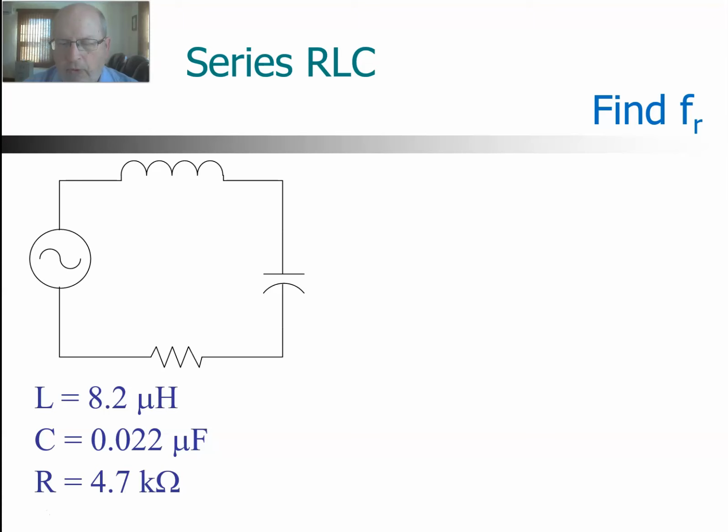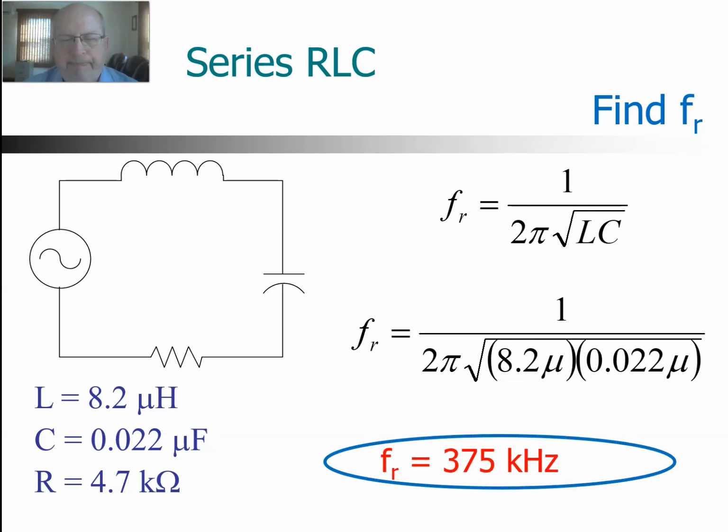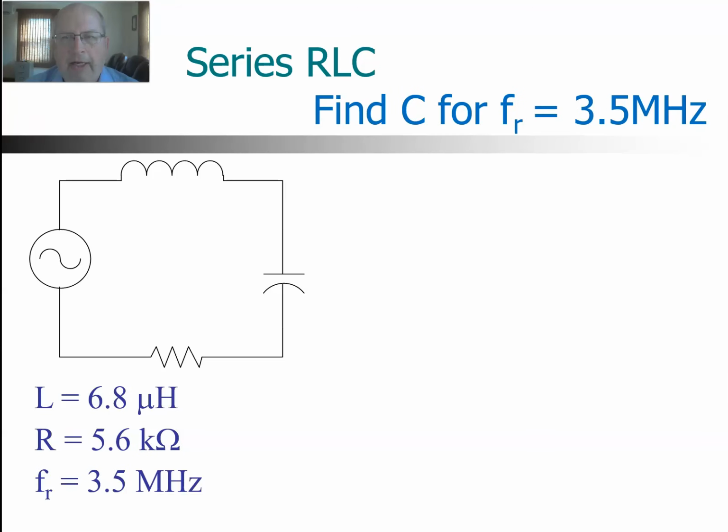Did you remember the formula, or did you have to look it up? The formula for resonance is 1 over 2 pi square root of L times C. Plug our values in, and you should get 375 kilohertz for the resonant frequency. Now let's try it a little bit differently. This time I'm giving you a resonant frequency, 3.5 megahertz, and the value of the inductor, and I want you to find the value of the capacitor.